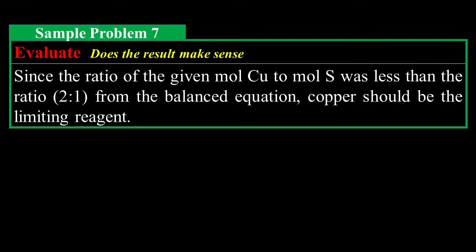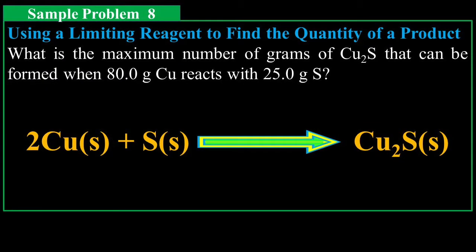Since the ratio of the given moles of copper to moles of sulfur was less than the ratio 2:1 from the balanced equation, copper should be the limiting reagent. And always remember, it doesn't matter what technique you use, you're going to be using the same calculations, just possibly in a different order. But use whatever is most convenient for you to most consistently get the correct answer that's being looked for in the problem.